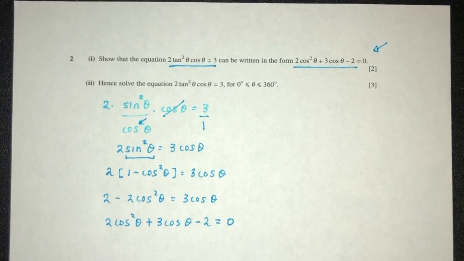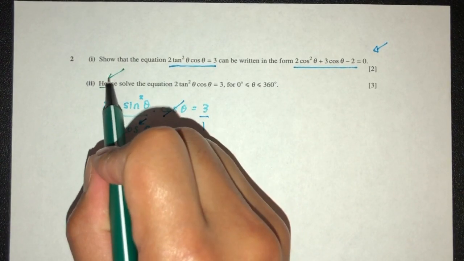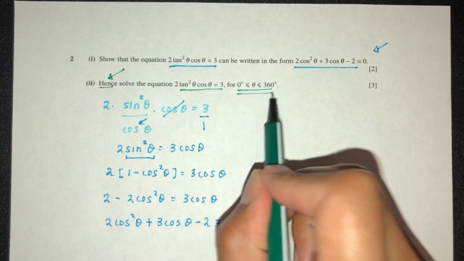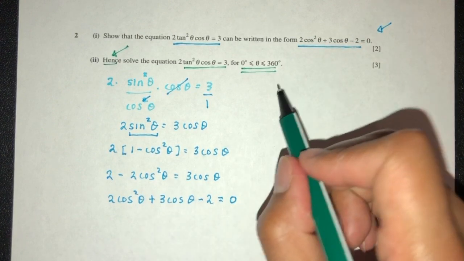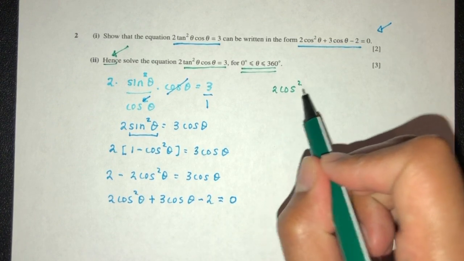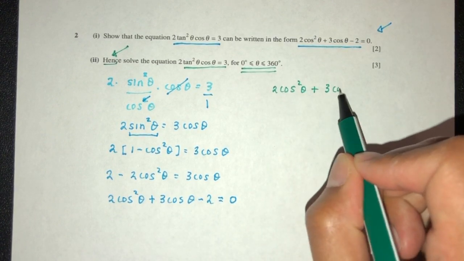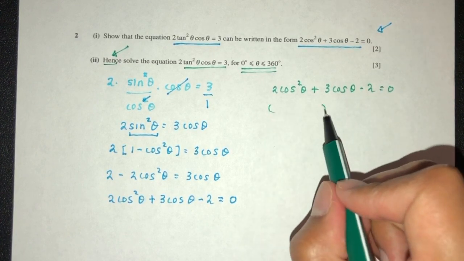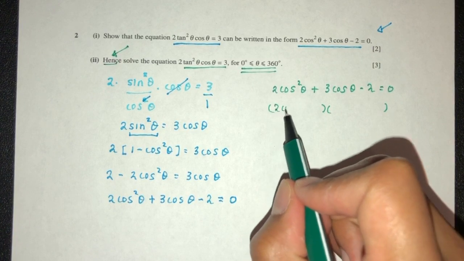Now for part 2, hence means using this part, we have to solve the equation for the value of theta between 0 and 360. So pretty easy. So here we have 2 cos square theta plus 3 cos theta minus 2 is 0. This one is a quadratic equation. That will be 2 cos theta.